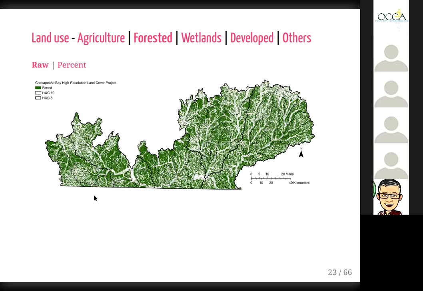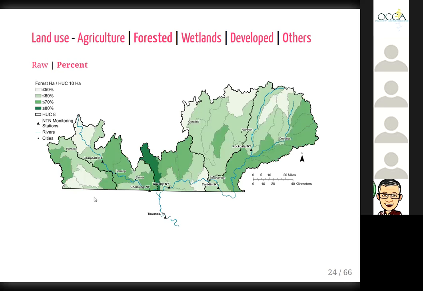And then the next land use is forested, which was the most common land use in the watershed. It had the highest percentages. And you can see it's almost up to 80% in one of the watersheds. And it's lower up in the headwater areas.